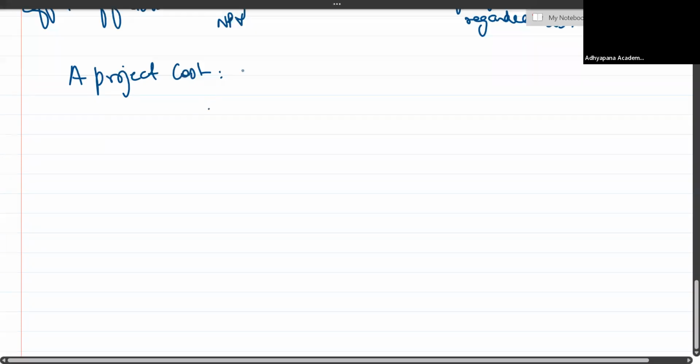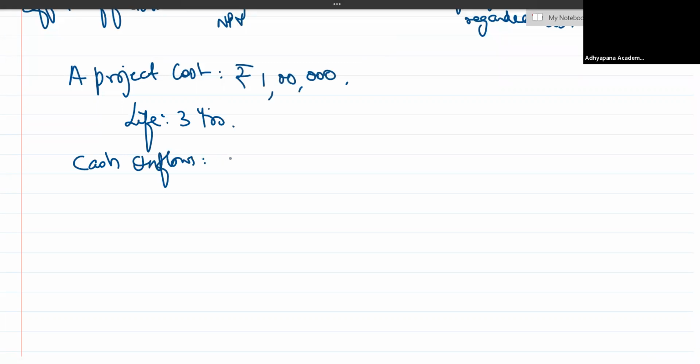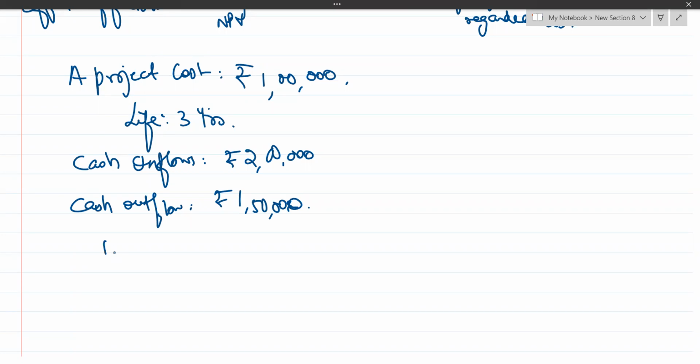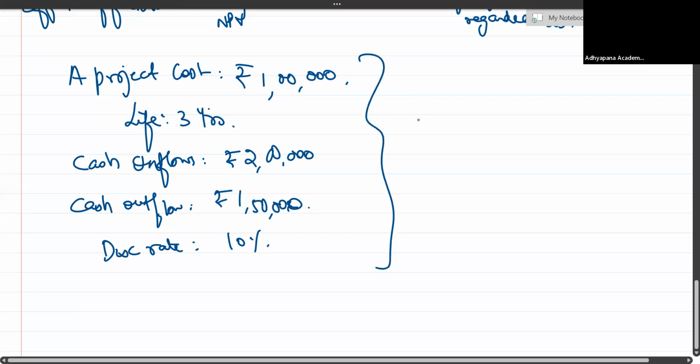See, suppose the project cost is rupees 1 lakh. And they say the life of the project is 3 years. They further say cash inflows is 2 lakhs. They further say cash outflow is 1,50,000. Discount rate is 10%. And the question says measure the sensitivity of the project.